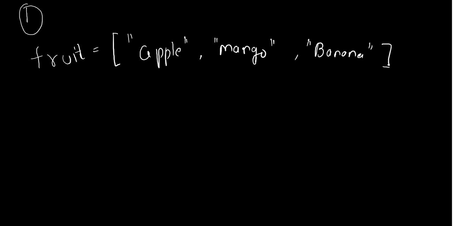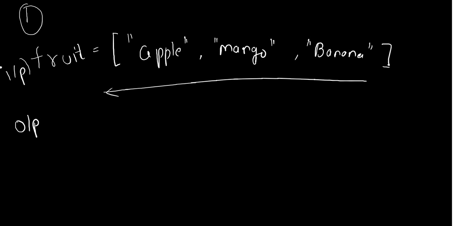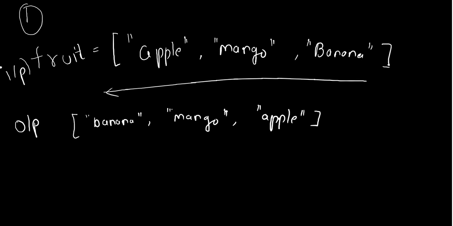and this will be our input to the problem, and what I am expecting as an output will be the reverse of this list. Okay, so what I want first is banana, followed by mango, followed by apple. Okay, so we will name this problem reverse list.